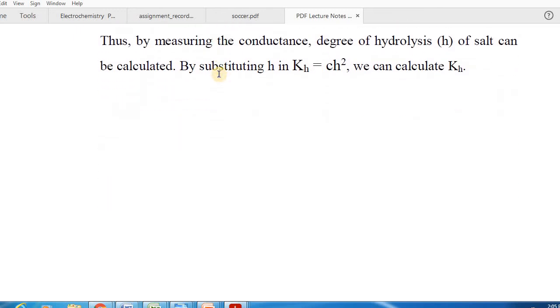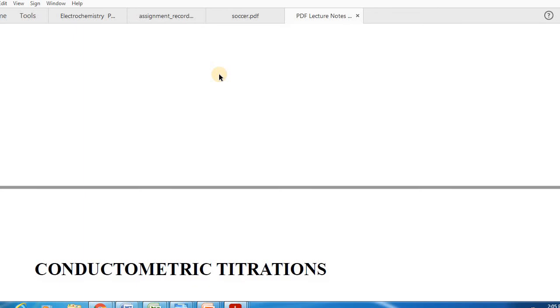The next topic is conductometric titration, which we will do in our next lecture.